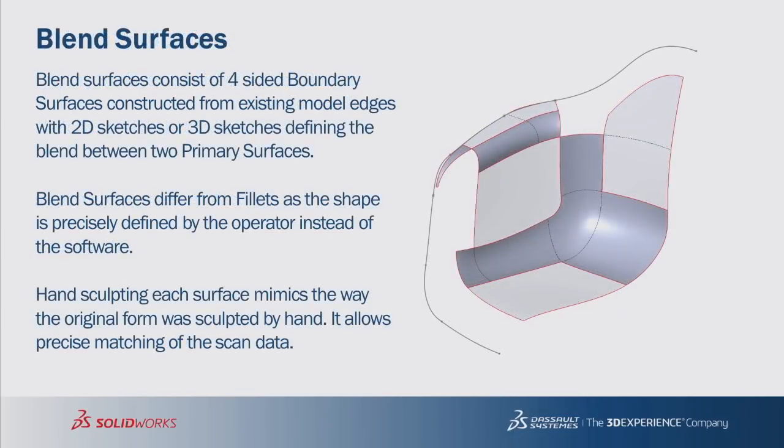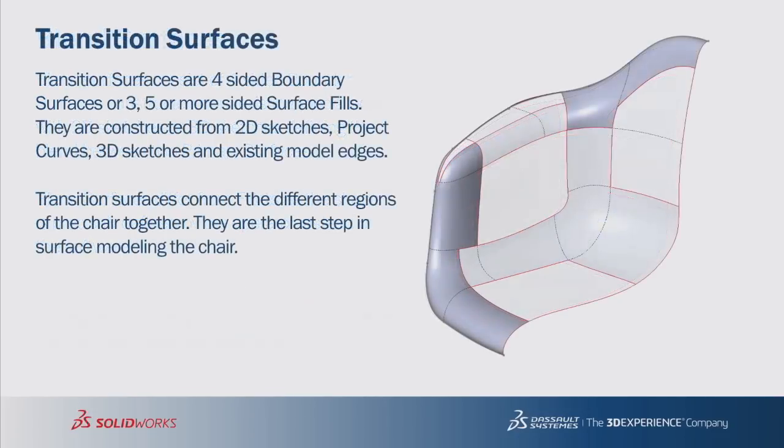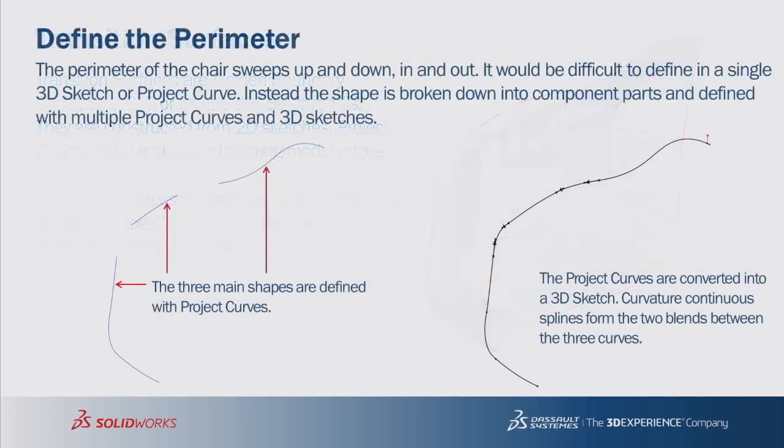The blend surfaces come next. The blend surfaces connect the primary surfaces of the chair, and these are mostly built out of four-sided boundary surfaces. We want to have those nice clean boundary surfaces. We use curvature continuity as required to build them. And then finally, transition surfaces, and these are four-sided boundary surfaces, or sometimes they're 3, 5, or more sided surface fills. That surface fill is a great way of getting you out of trouble.